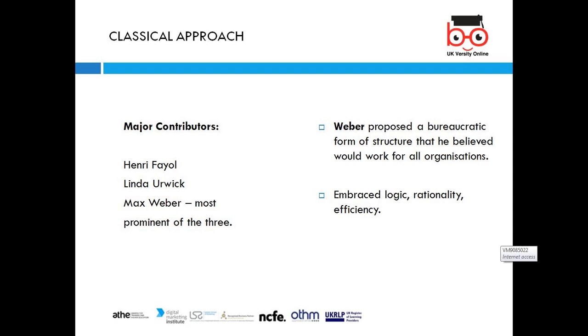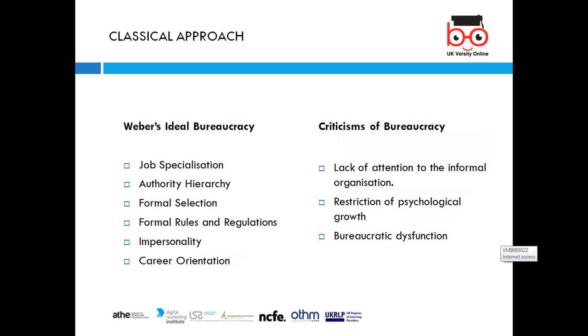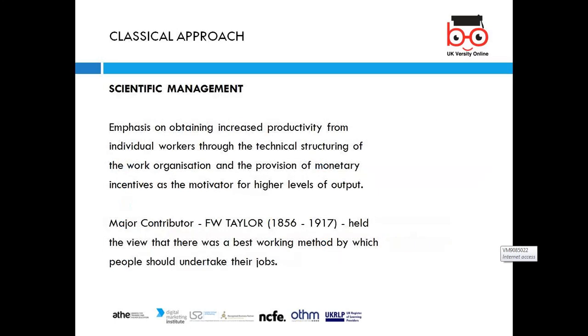Bureaucracy and scientific management have different views about it. So Henry Fayol and various other authors, theories. Weber proposed a bureaucratic form of structure that he believed would work for all organizations. So embrace the logic and rationality of efficiency. Weber further described the ideal bureaucracy: job specialization. So people need to be specialized in the job. We need to give them authority and priority. Selection needs to be done within formal roles and regulations within our organization.